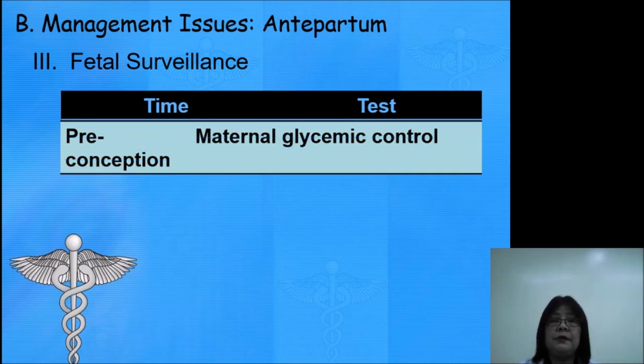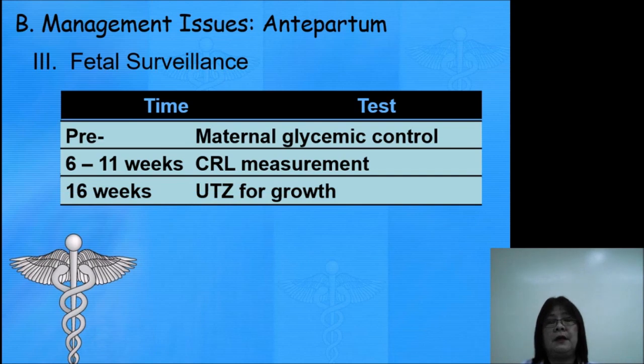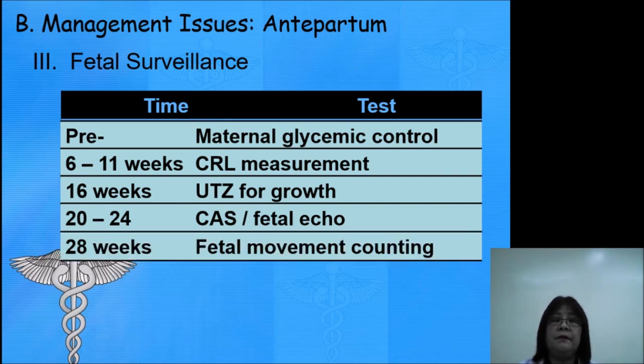So preconception, you should advise your patient on maternal glycemic control. And then if she gets pregnant, you have to have an initial ultrasound at 6 to 11 weeks, measure the crown rump length. At 16 weeks, you again repeat the ultrasound for growth monitoring. At 20 to 24 weeks, you can request for congenital anomaly scan or fetal echo. At 28 weeks, you now advise your patient fetal movement counting.